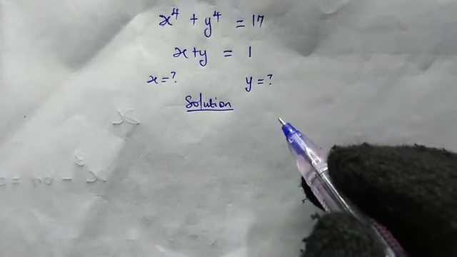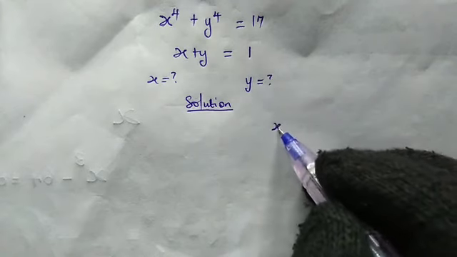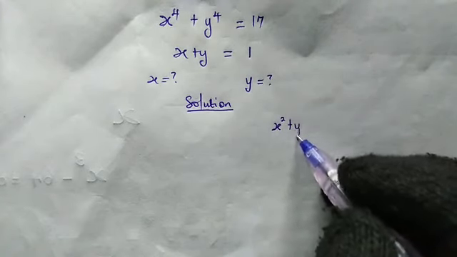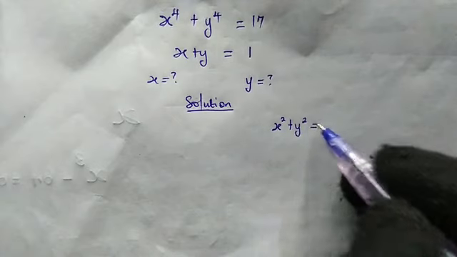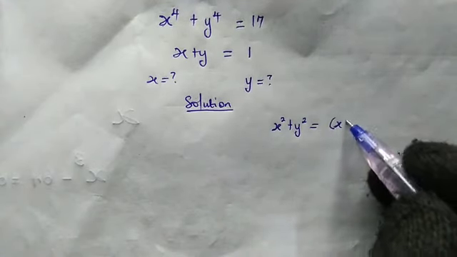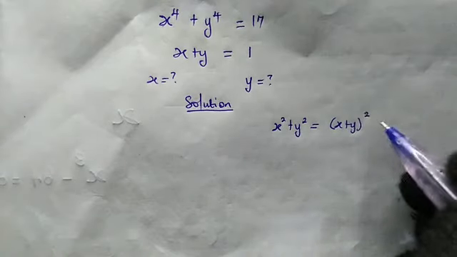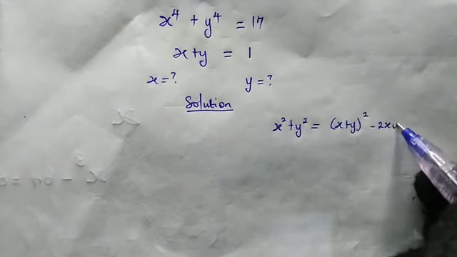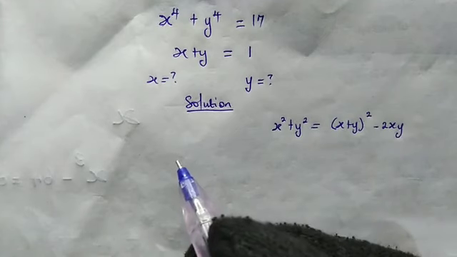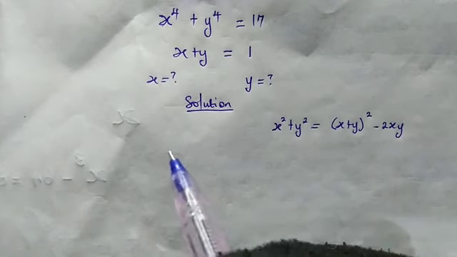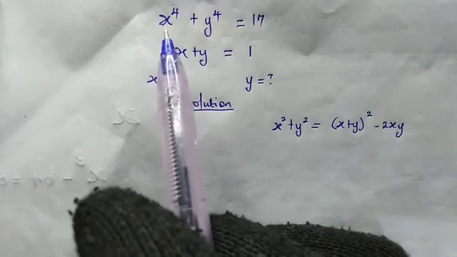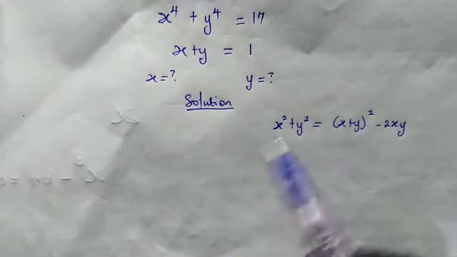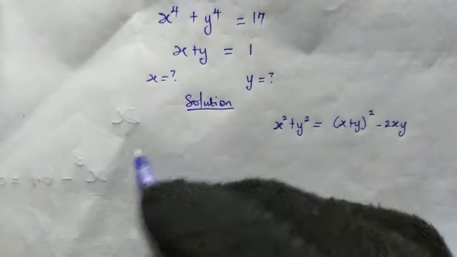First of all, we have this identity: x squared plus y squared is equal to (x plus y) squared minus 2xy, right? Okay, now let's think about how to rewrite x to the power of 4 plus y to the power of 4. So this is what I did.